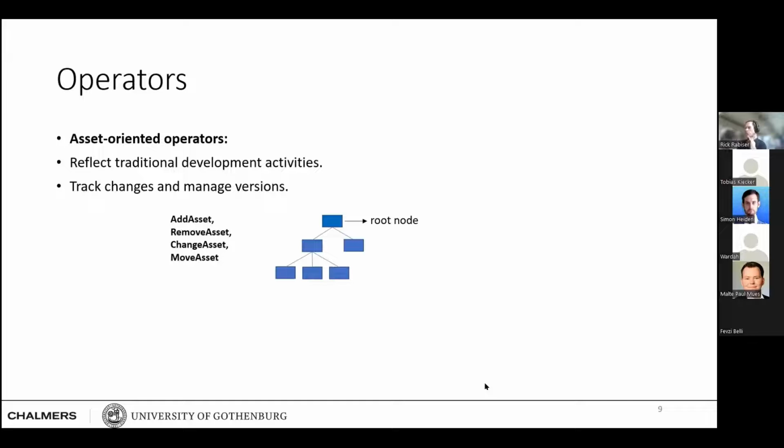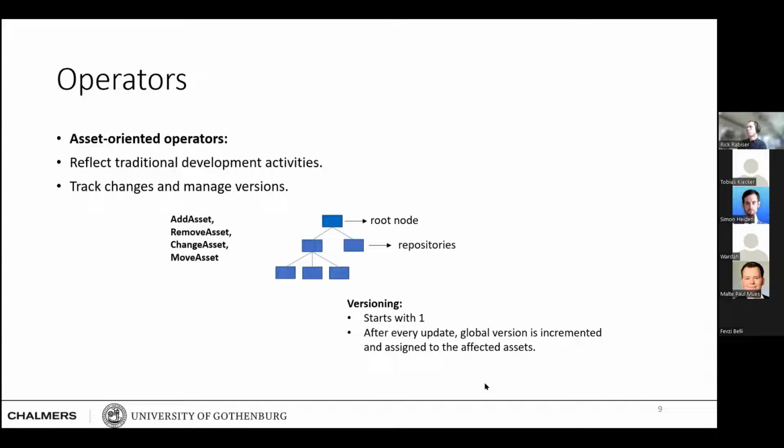So in the asset tree, you have a root node, a virtual node that is responsible for holding the different repositories or variants. It also has a special relevance in the versioning of the asset tree. The versioning of the asset tree starts with 1, the basic integer form. And then after every update in the asset tree, the global version, or the version of the root node, is incremented and assigned to the affected assets. Let's assume that you have this asset that was updated. This would lead to the global version being incremented and assigned to the affected asset.